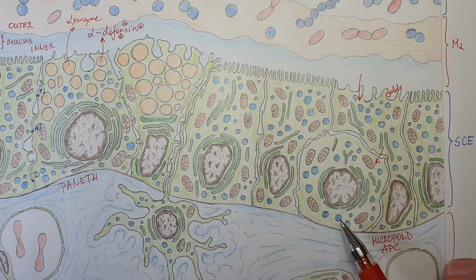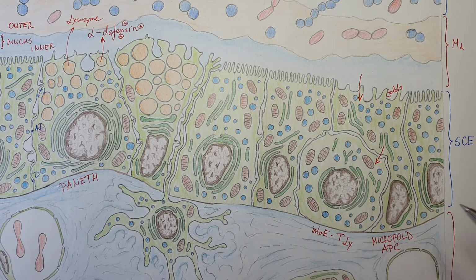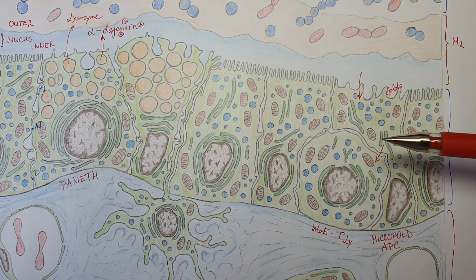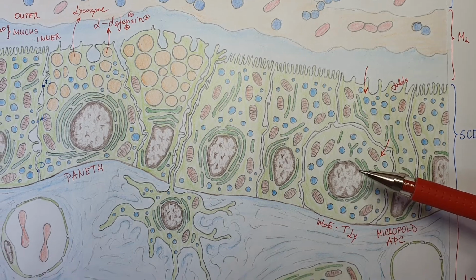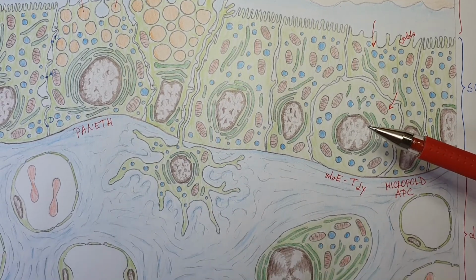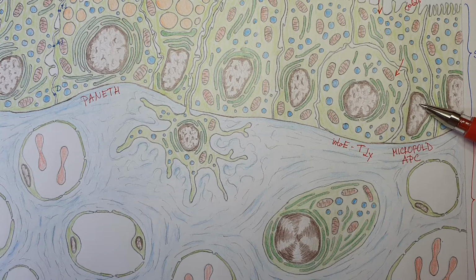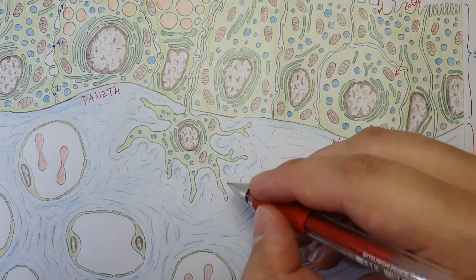So this cell is an intraepithelial T lymphocyte. So these cells are special antigen presenting cells. When they take up the antigen, they present it to this lymphocyte, and then the lymphocyte decides what is the future of the immune response. Also, besides the microfold cells, we have these cells. These cells are actually dendritic cells.